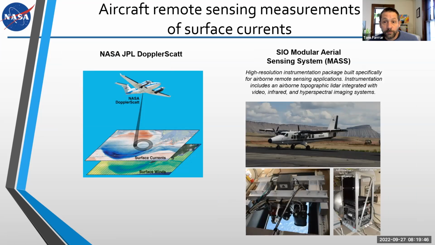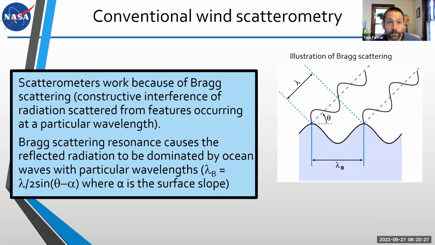So the other major innovation is the development of aircraft remote sensing measurements of surface currents. One of the stars of S-MODE is the JPL Doppler scatterometer instrument, which is a Ka band Doppler scatterometer, very similar to the concept for Odyssey. And the other is the Scripps MASS system, modular aerial sensing system, which includes an instrument called DopVis that I will describe and that Luc Lenain described in more detail in a previous talk here.